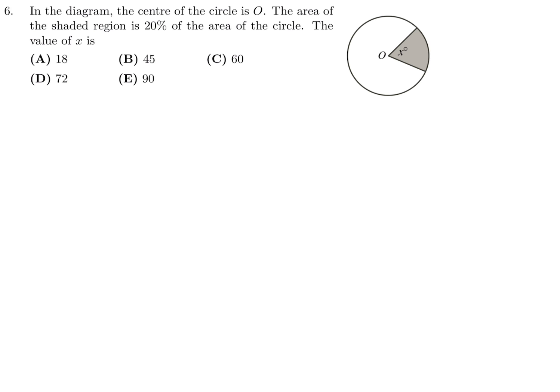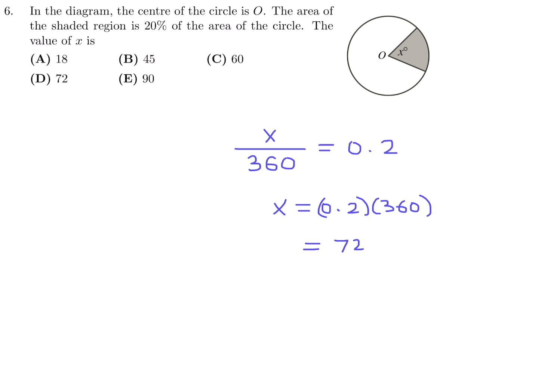In the diagram, the center of the circle is O. The area of the shaded region is 20% of the area of the circle. The value of x: x over 360 degrees is going to be the equivalent area if you compare it. And they've already told you that is equivalent to 20%, which is 0.2. And there you go. That's what you have to solve. So x is going to be 0.2 multiplied by 360, and that is equal to 72. So number 6, the answer is D.